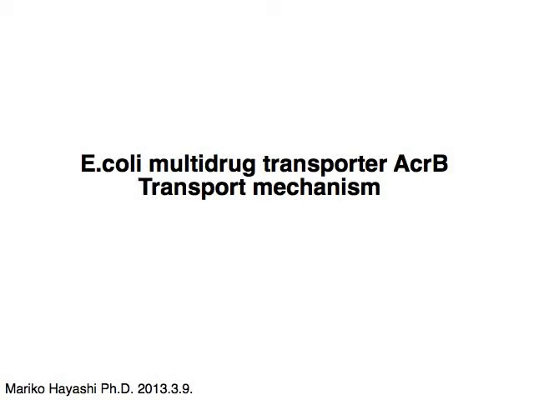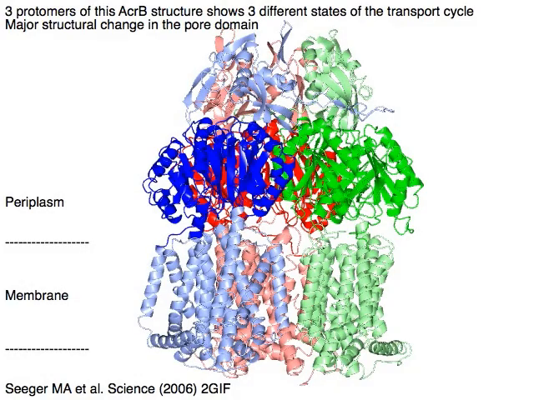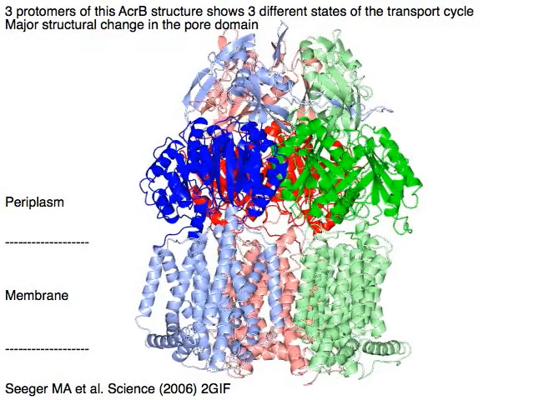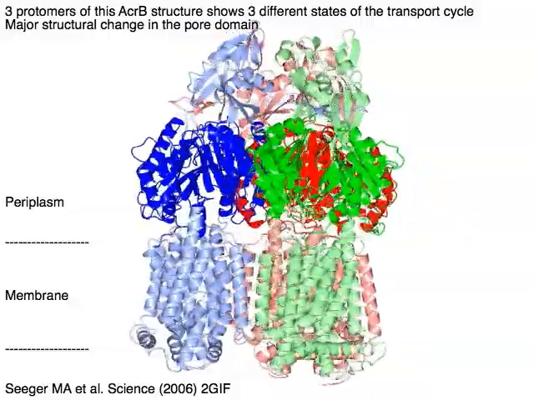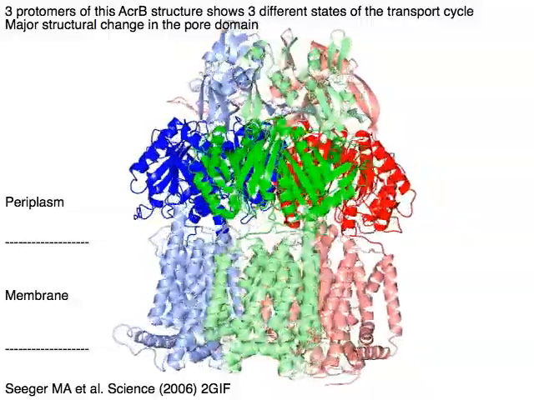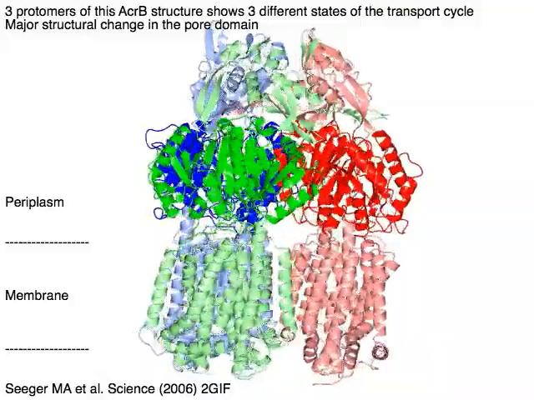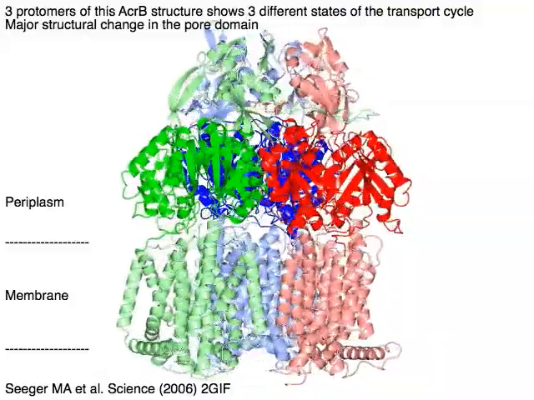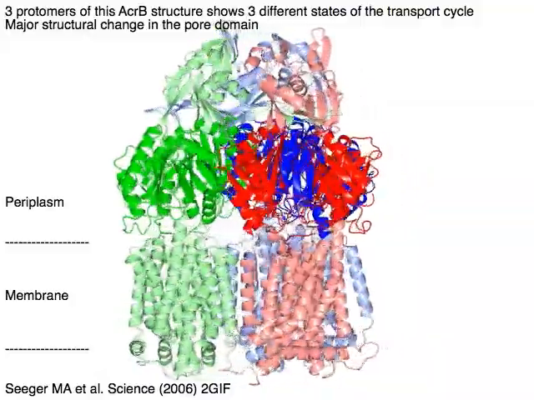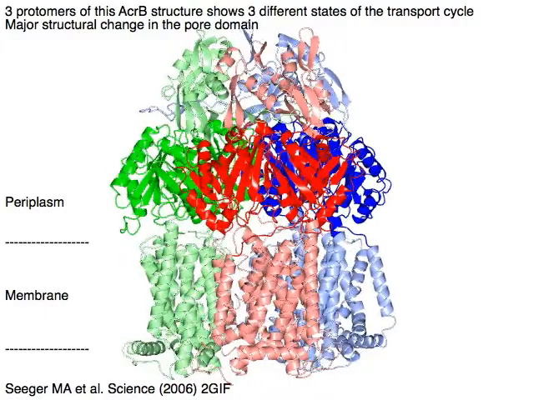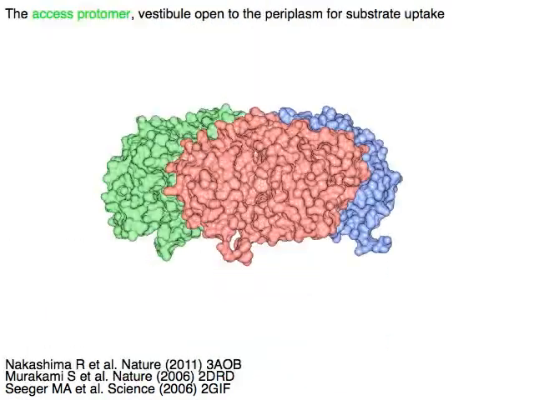E. coli multidrug transporter AcrB, transport mechanism. The 3 protomers of this AcrB structure, in red, blue and green, represent 3 different states of the transport cycle. The major structural change is observed in the pore domain and the extracellular, membrane proximal domain.